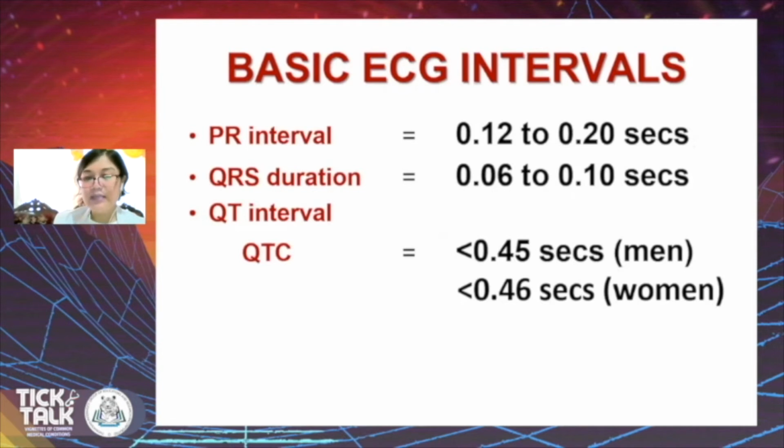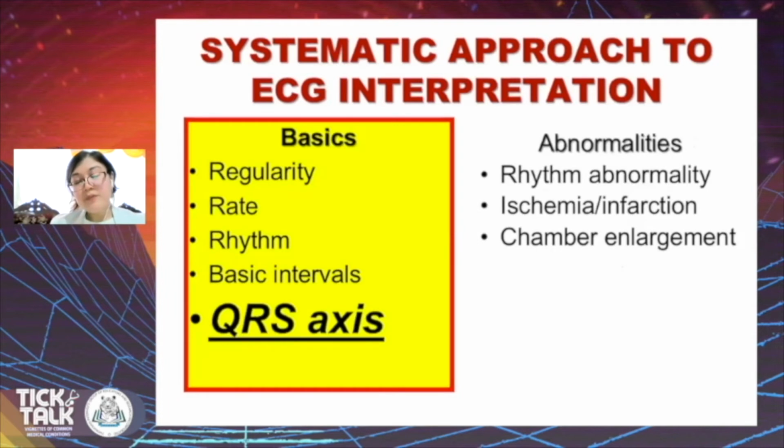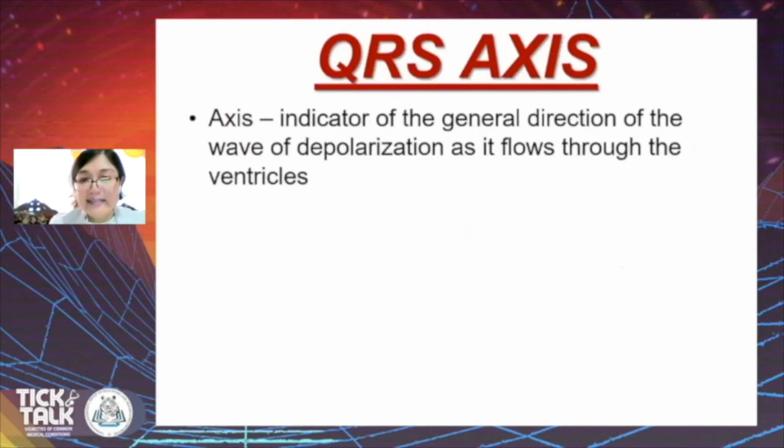And your QT interval, corrected using Bazett's formula, should be less than 0.45 seconds in men and less than 0.46 in women. Finally, your QRS axis. Basically, when we talk about the axis of the heart, it is the indicator of the general direction of the wave of depolarization, or the actual travel of the impulse from the atrium through the ventricles, effecting actual mechanical contraction of the heart.